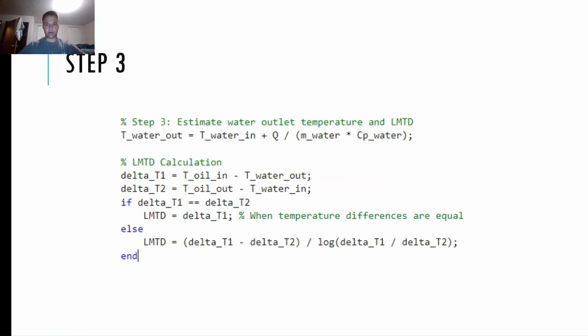Then I'm going to estimate the water outlet temperature using the LMTD. The temperature of the water out was solved for, and that is the equation used. I had to set up if and else statements so that if the temperature differences are equal, it wouldn't break the loop and it would still work. And this is the LMTD equation used: delta T1 minus delta T2 divided by the log of delta T1 divided by delta T2.